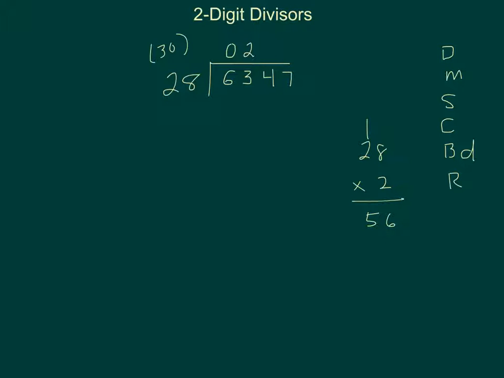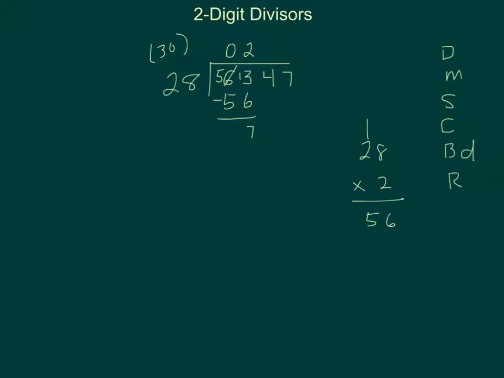After we divide, we go down to multiply, which we already did. 2 times 28 is 56. And after we multiply, the number we write down at the bottom. We finish multiplying, so then we go to subtract. 63 subtract 56 is 7.